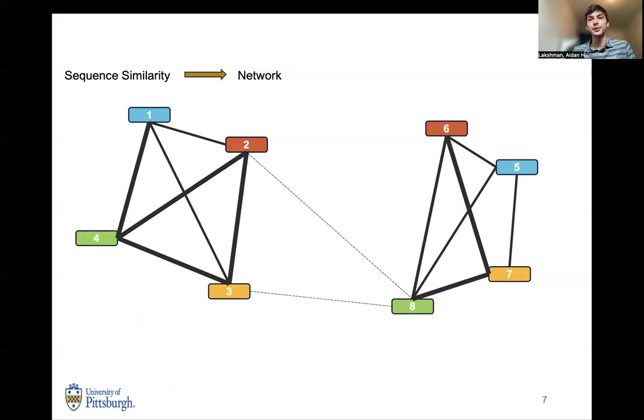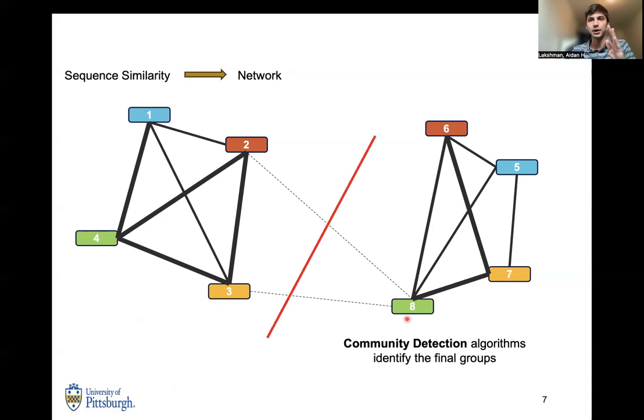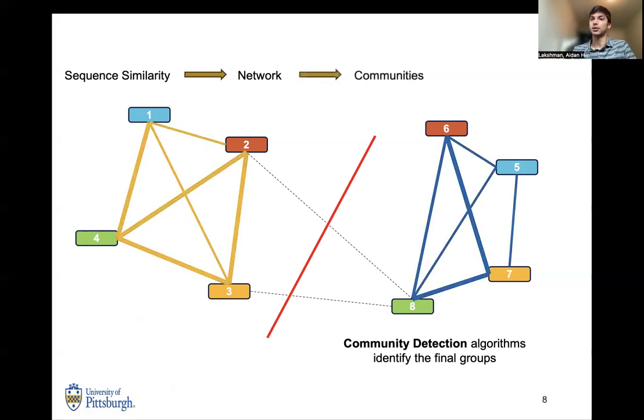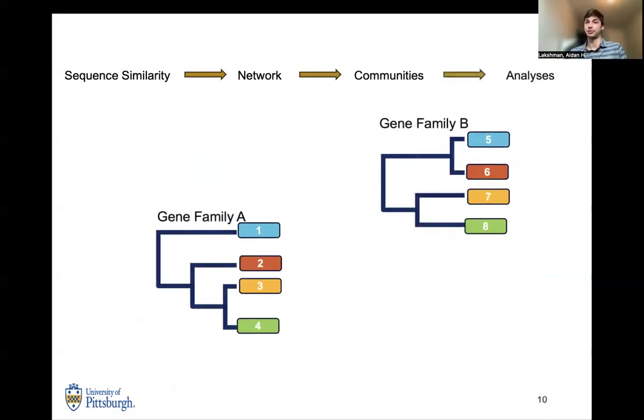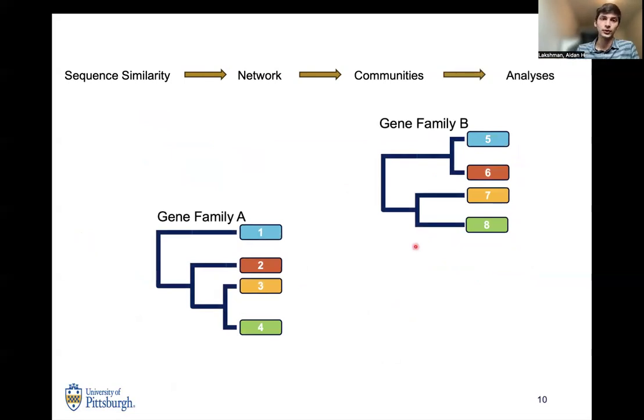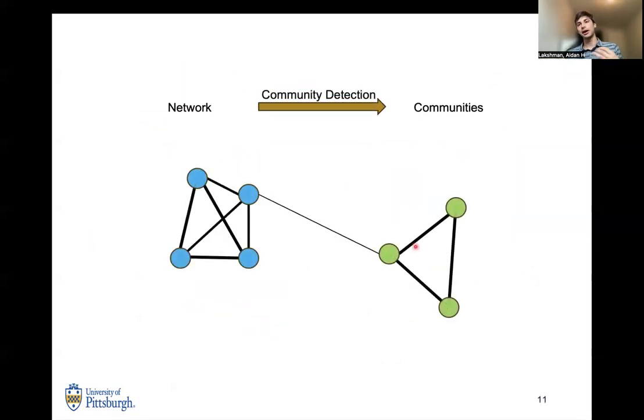This is where community detection algorithms come in. Their job is to take this sort of network structure, identify what the spurious edges are, cut them, and identify the final community structures. Now, in the context of comparative genomics, these final community structures form our gene families that we can use in downstream analyses. So for this talk, I want to focus specifically on this step of community detection.